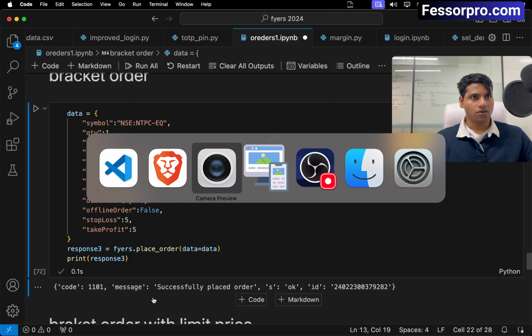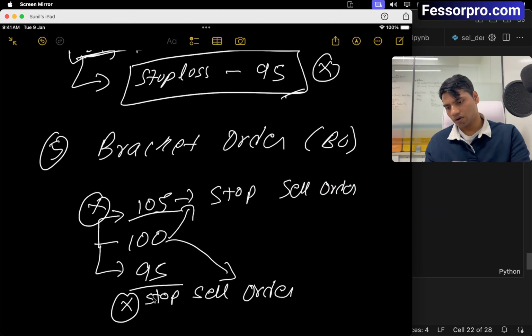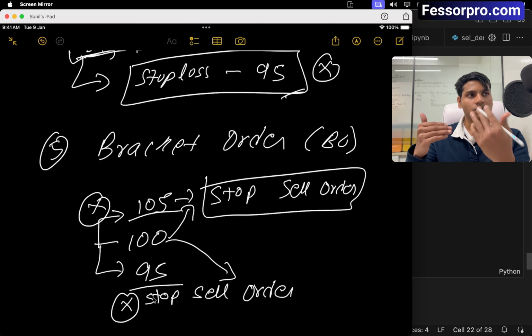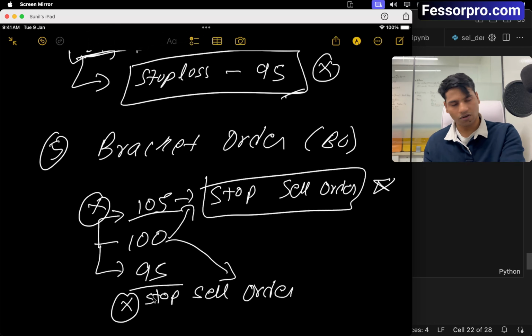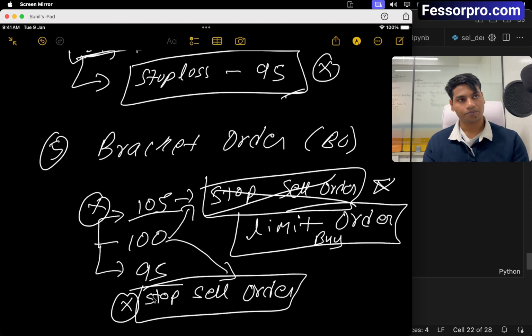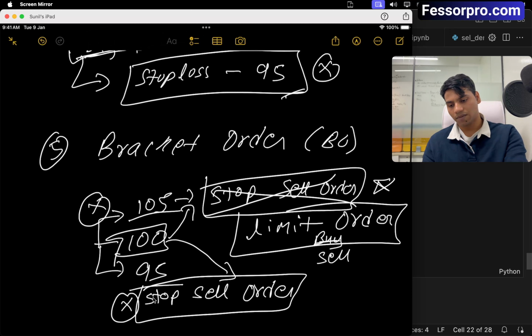So when I told you here, this is not a stop sell order, because if you have a stop sell order above the market price, it will be filled instantly, right? So this is not possible. So what we have is a limit order here and a stop sell order here. This will be a limit buy order. No, no, my bad. It will be a limit sell order, not a buy order, because we already have bought the stock, we want to close the position. So this will be a limit sell order.